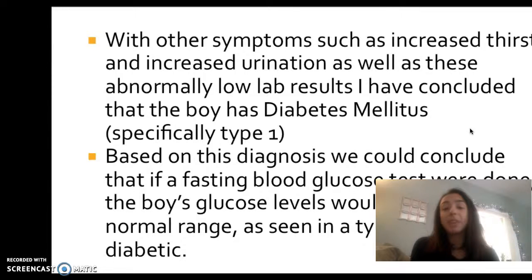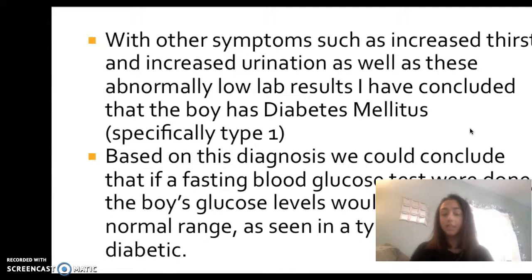What would you predict the patient's fasted blood glucose levels to be given his current condition? So, as well as the information that I just discussed, other symptoms presented in the patient, such as increased thirst and increased urination, I feel that a healthcare provider or I could diagnose this boy with diabetes mellitus, specifically type 1, just given the fact of his age and his symptoms presented. It's more likely to be type 1 than type 2.